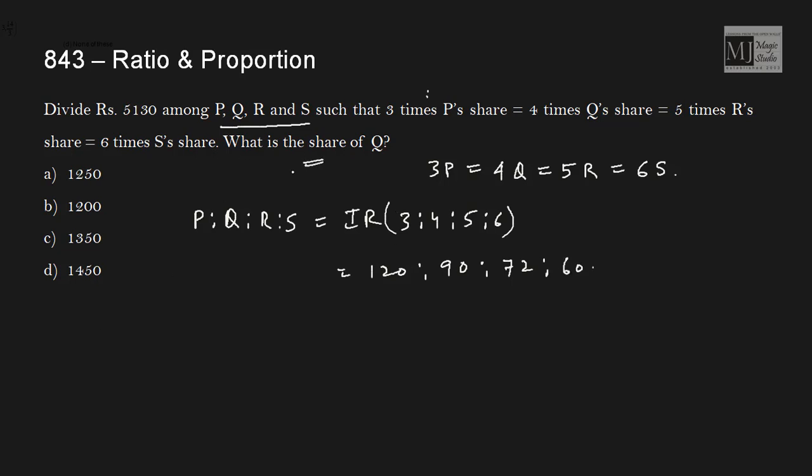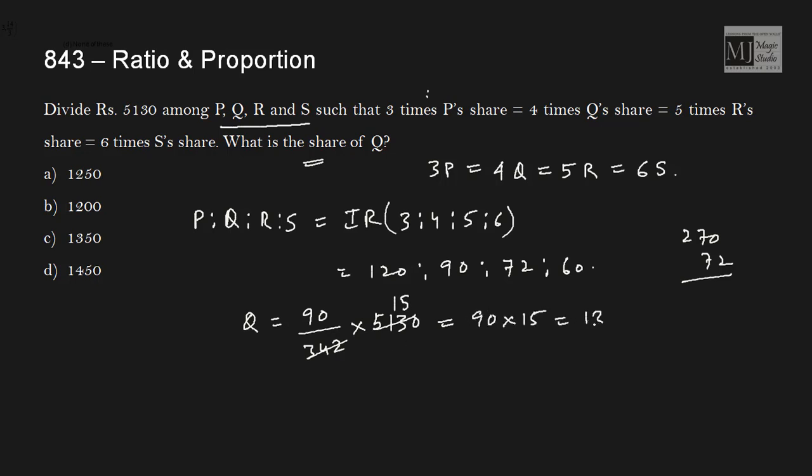So what is the share of Q? Q would be 90 upon the sum of these 4, 120, 90, 210, 270 and 72, 342, into the total value given, 5130. On calculation we'll get this 15 times, so 90 into 15 is 1350. Value of Q is 1350.